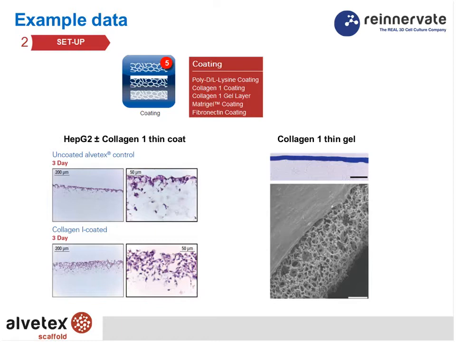Whereas on the right hand side we still have a collagen 1 treatment, but in this case it's been presented in a gelling solution, resulting in a very thin and intact layer of collagen gel right across the surface of an Alvetex scaffold disc. And there's a nice SEM image as well at the bottom, showing a nice sheet of collagen. And this type of application will be particularly useful, for example, if you were trying to establish a 3-dimensional monolayer of epithelial cells.